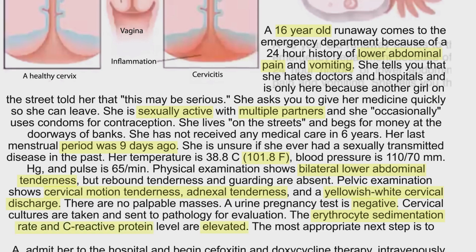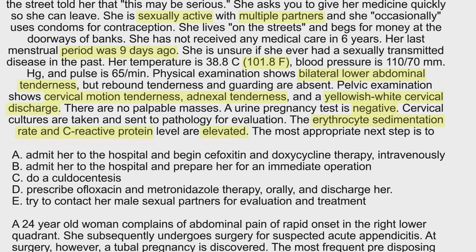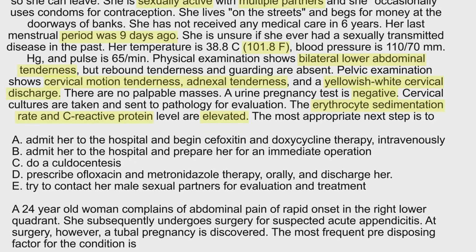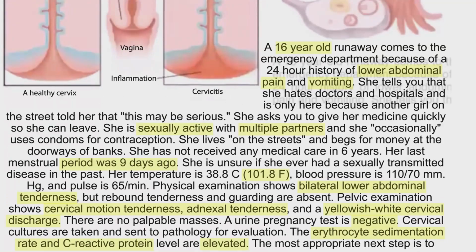The most appropriate next step is, well, this has really described a lot of the symptomatology of PID, and I just want to quickly mention the C-reactive protein and the erythrocyte sedimentation rate are non-specific indicators of inflammation, so there obviously is some inflammation going on. So what do you do? Well, at first you might think we'll just give her some antibiotics and send her home, but the key thing in this vignette is that there's a problem with compliance, poor compliance and poor hospital follow-up.